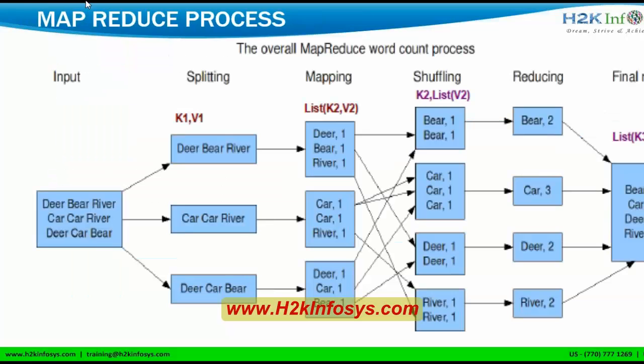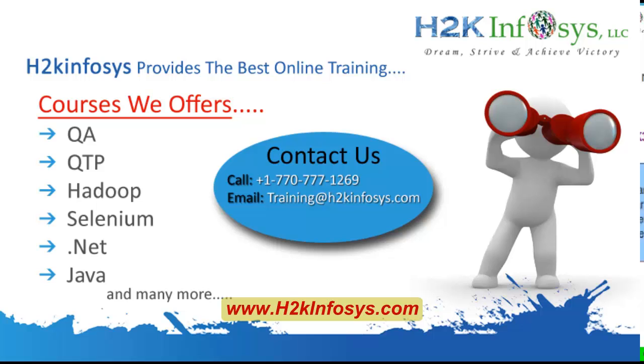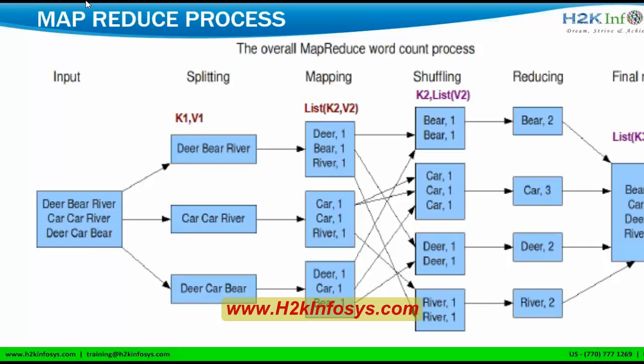If at all I write my program to have 2 reducers, and keep the first reducer as bear and car, then I would get my output as bear comma 2 and car comma 3 in one reducer, and the next 2 values in my second reducer, such that it will have the output as dir comma 2 and river comma 2 in a single reducer. And that is how my final result is being generated with the count of each of the words in my input file.